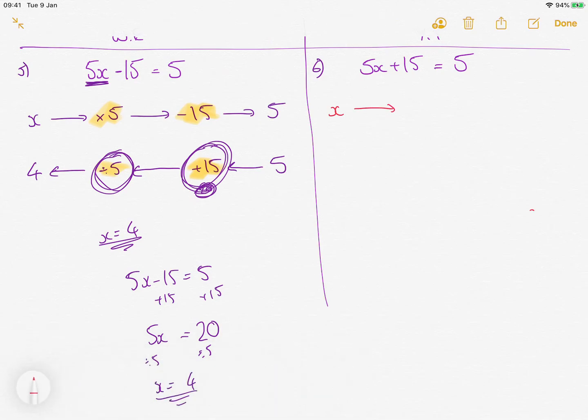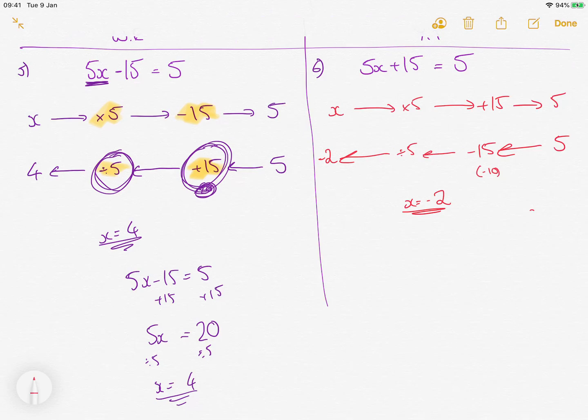Right, so we're timesing by 5, and then we're adding 15, and we get to 5. So if we're working back the other way, then we do the inverse. So take away 15, and I'm just going to write down what I got from that. So that's negative 10, and then I need to divide by 5. Well, I'm doing negative 10 divided by 5, so that gets me to negative 2. So x is negative 2.